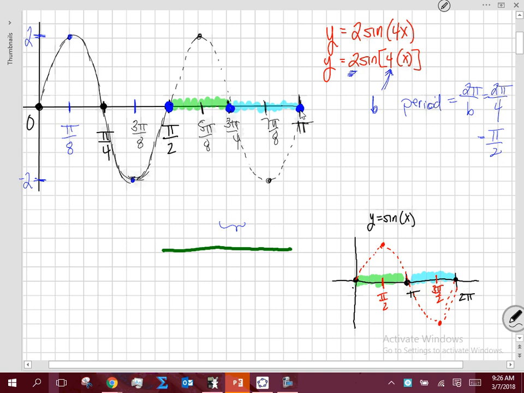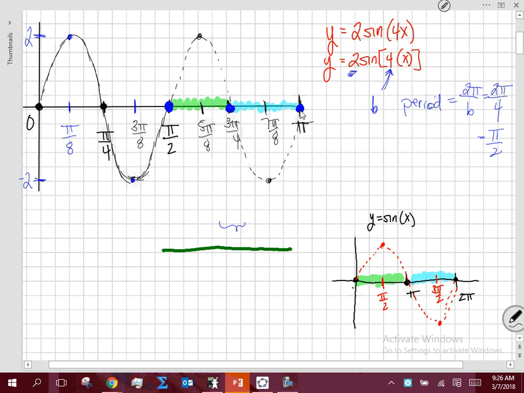Now, because we don't have the sine function drawn in there at the same scale, okay, I kind of want to show you graphically what that 4 is really doing to our curve, okay?